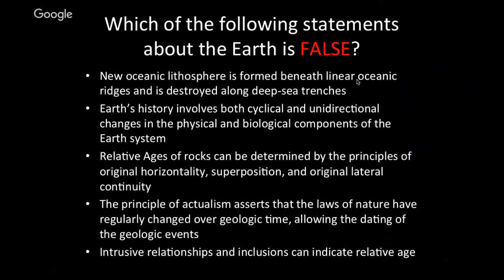Earth's history involves both cyclical and unidirectional changes in the physical and biological components of the Earth system. Well, let's look at that. Cyclical means it happens again and again, or in a pattern. And unidirectional means it happens in one direction, it doesn't go backwards. We can think of the evolutionary trees as unidirectional. Obviously, the animals we have today are not going to go back to being the animals that they were millions and millions of years ago. Sorry to say for Jurassic Park fans, but those dinosaurs will not be back.